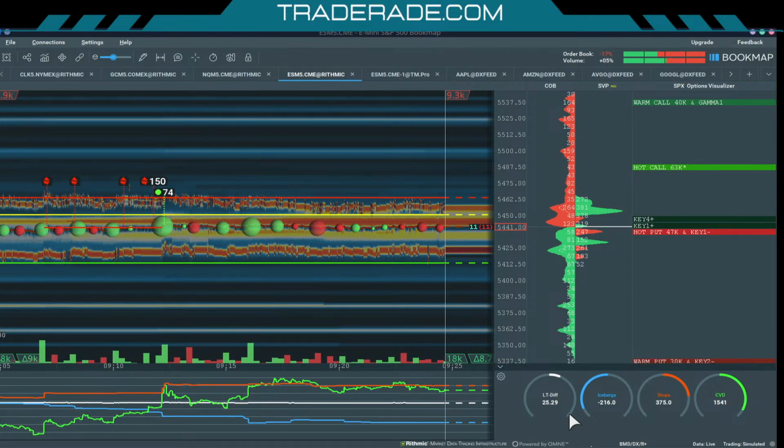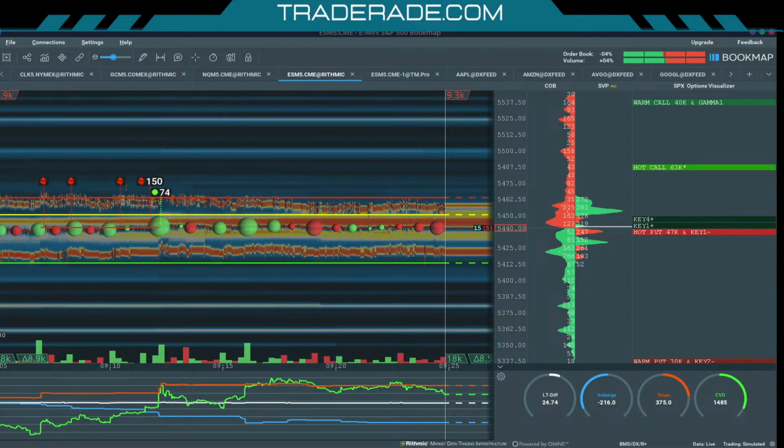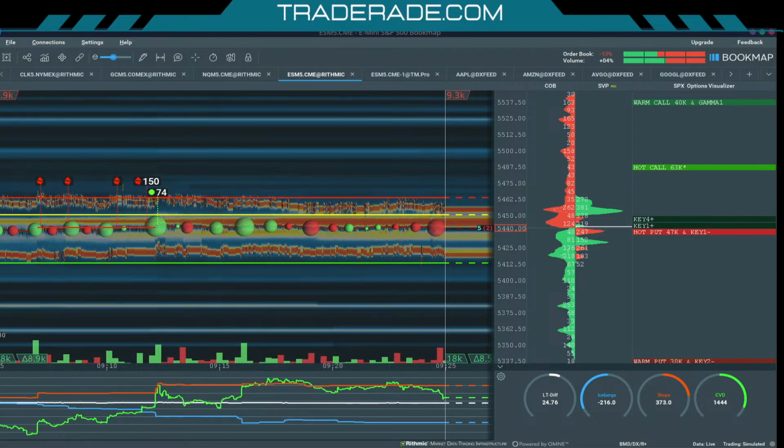Then below, we've got the subchart. This is showing us liquidity differential, icebergs, stops, and cumulative volume delta. And that can be helpful. All these can be helpful to just get a sense as to what's happening underneath the surface. It's a tale that goes beyond what just the price action is able to tell us.